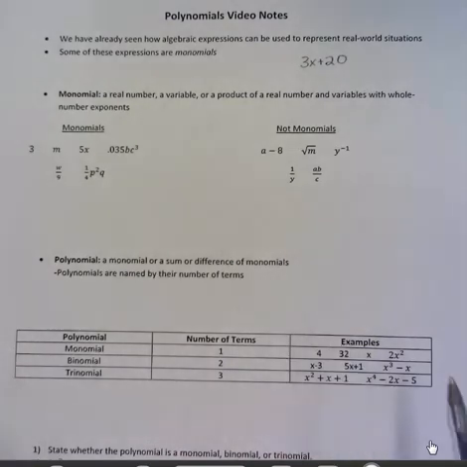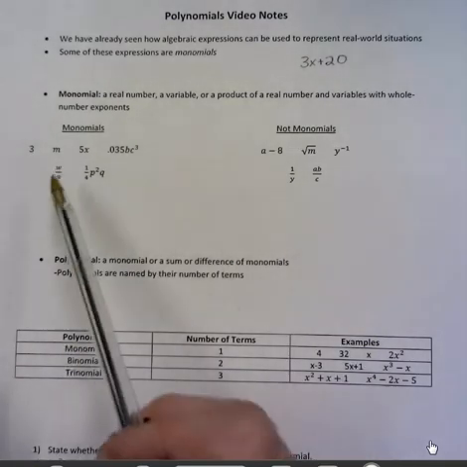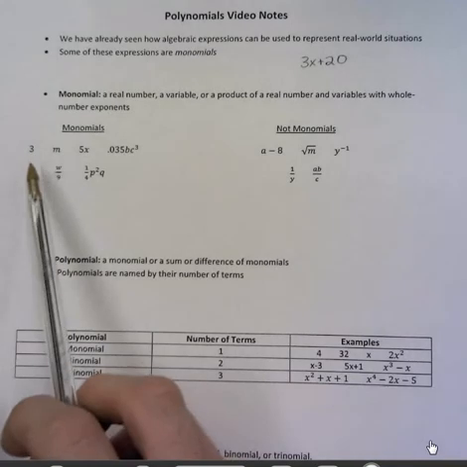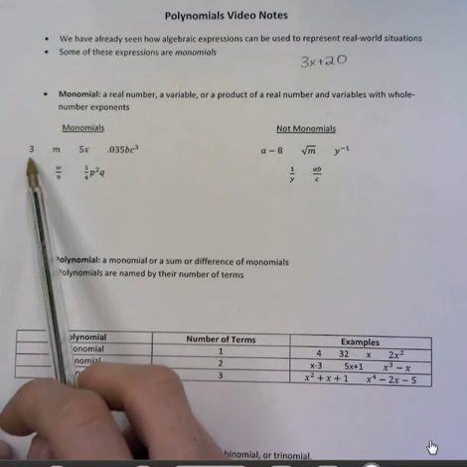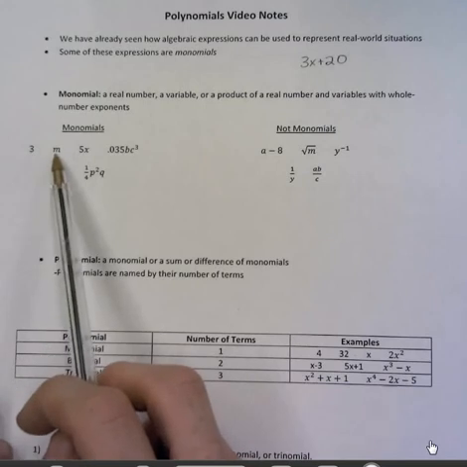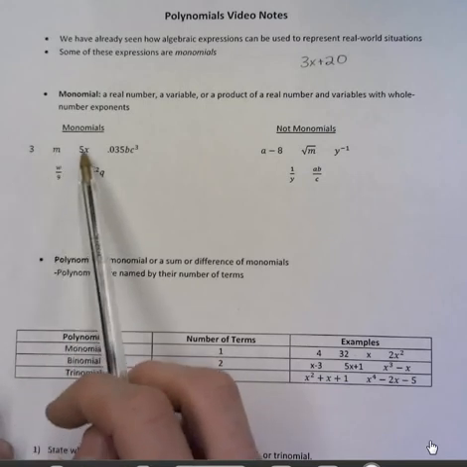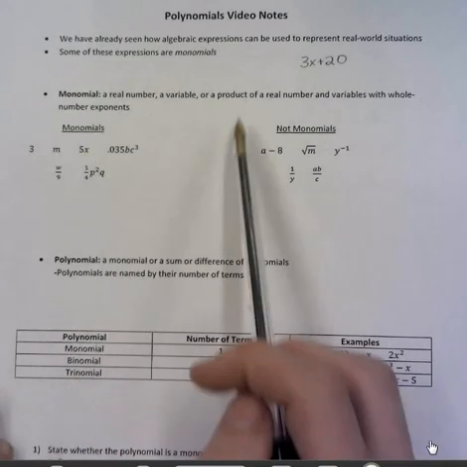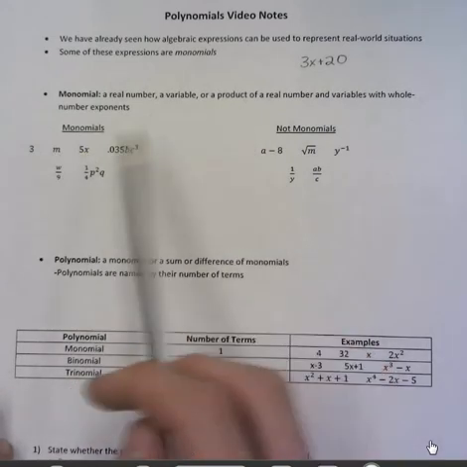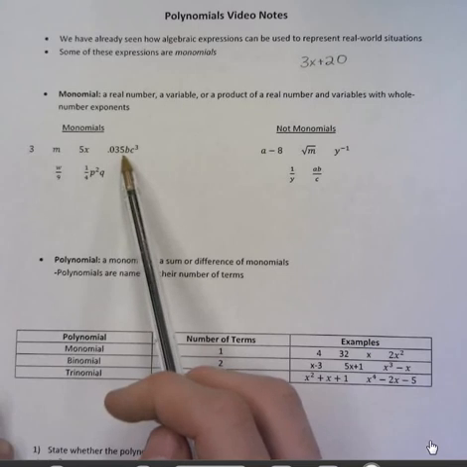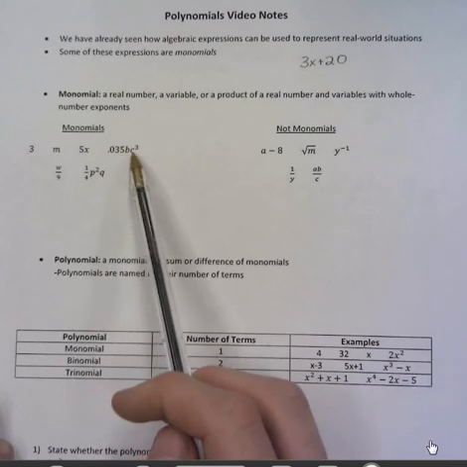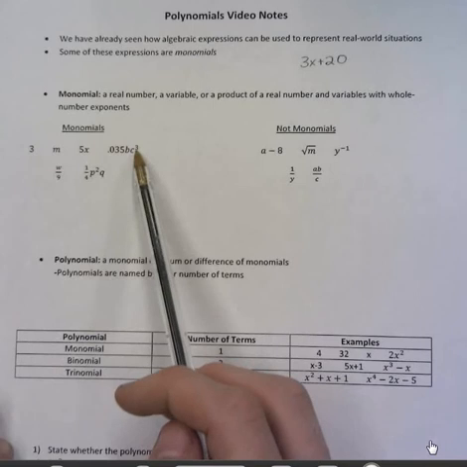So if that was a lot to process, let's take a look at a couple examples. We've got monomials right here. 3, it's a real number, so it's considered a monomial. M, it's a variable. 5 times x, it happens to be a product of a real number and a variable. 0.035 times a variable with a whole number exponent. Right there, it's a monomial.